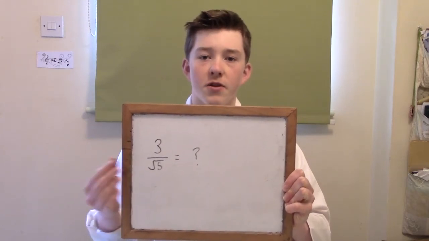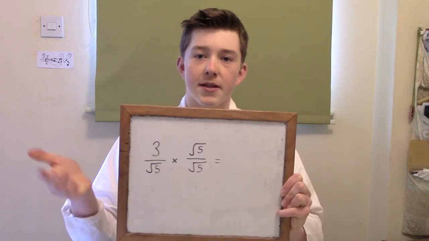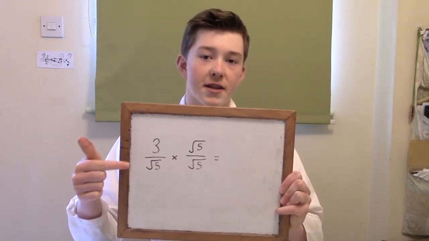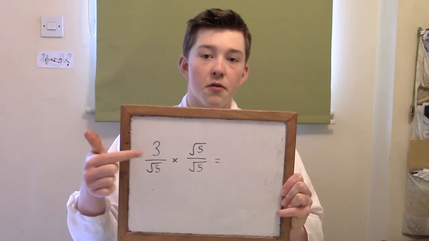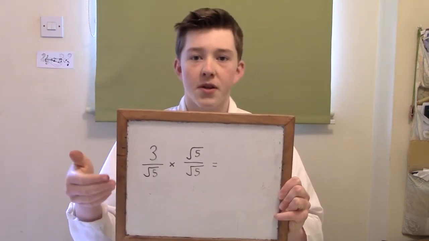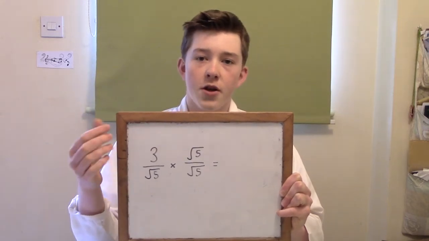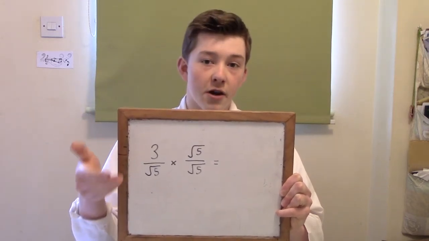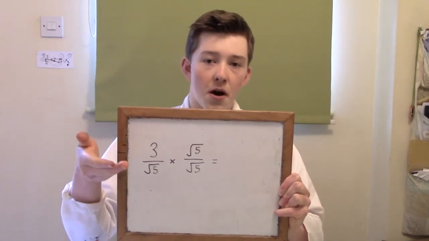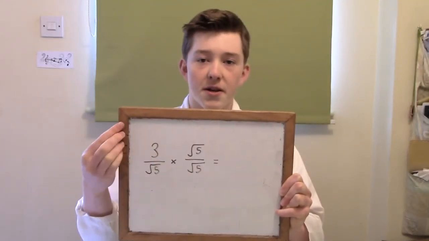How would you get rid of the surd from the denominator of the fraction? Well, this is how you do that. You multiply the fraction with the surd as the denominator by another fraction of that surd over that surd. So in this case, root 5 over root 5. You should know that when you multiply fractions, you multiply the numerator, or the top number, by the other numerator, and the denominator by the other denominator.